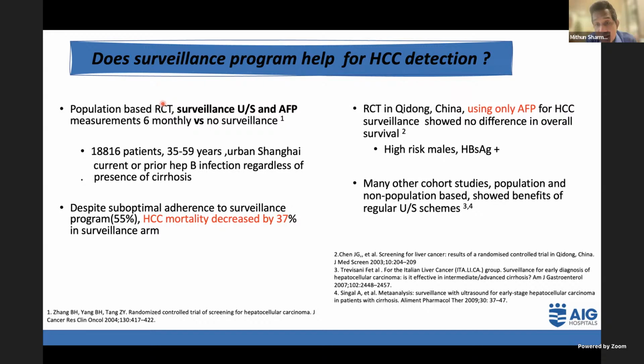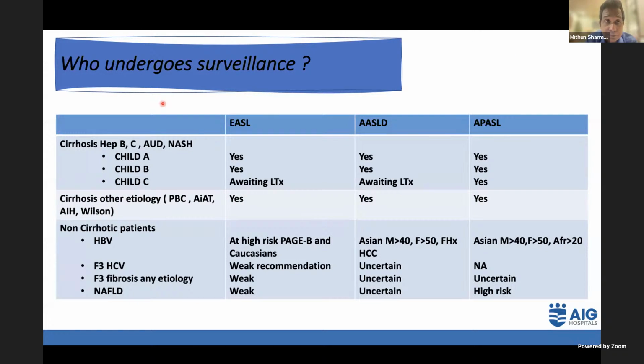There was another study at a similar time where they tried to use only alpha-fetoprotein as a marker of surveillance, and they included high-risk male patients who were hepatitis B surface antigen positive. This study, however, did not show any benefit. Since then, multiple studies have shown time and time again that there is a surveillance benefit of doing a routine ultrasound in patients at high risk of developing HCC, more so in patients who have a cirrhotic liver. Now, the question is, who undergoes surveillance? We have different guidelines with different recommendations for screening. I've put in this table the EASL, AASLD, and APASL guidelines.